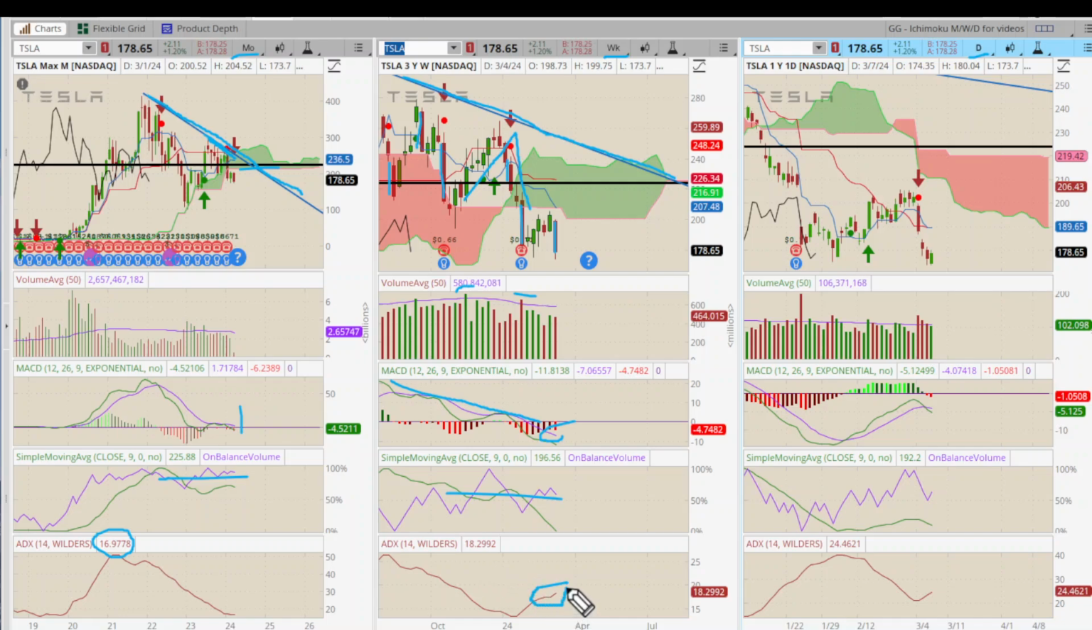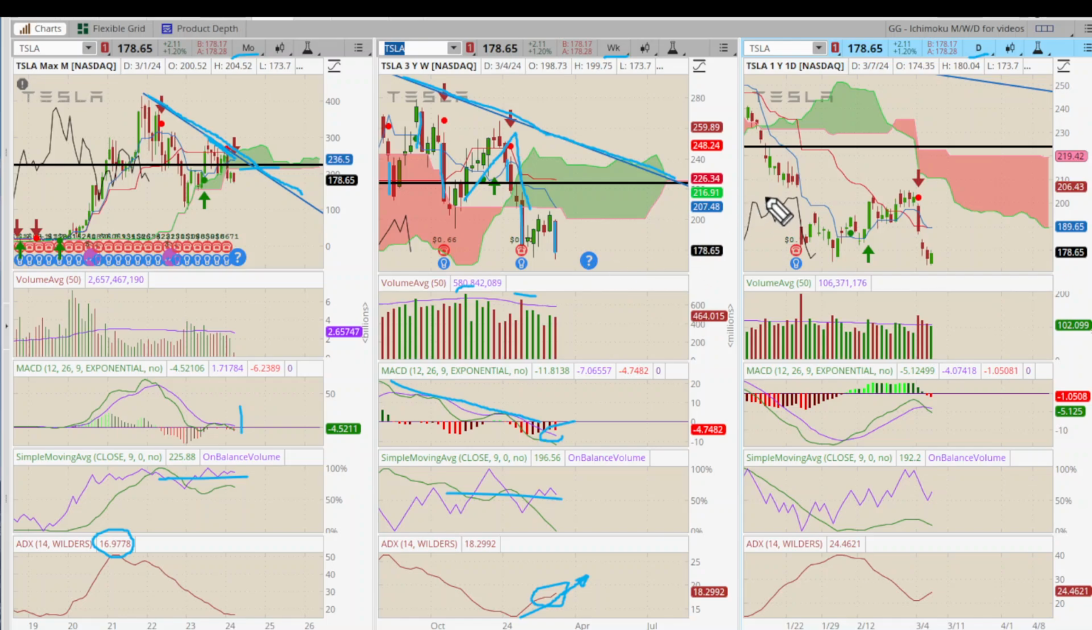Now remember that you don't use the ADX as an oscillator. The ADX level shows the strength of the trend, and it can show you the strength of the downtrend and the uptrend. So you've got to be careful about that. It's not an oscillator. So you can see the strength to the downside has been increasing as the ADX has gotten stronger on the weekly level.